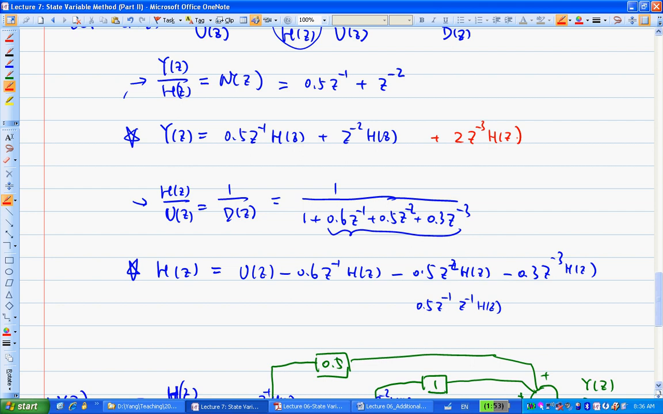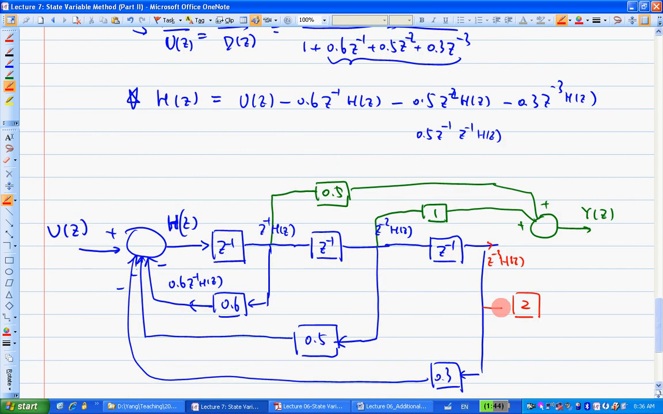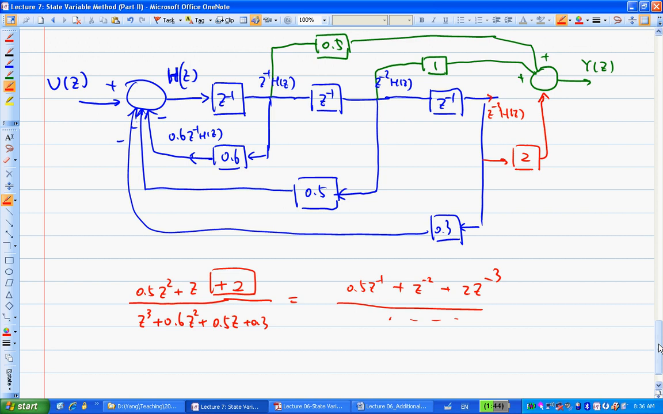Is that clear? So basically, based on this one here, where is that z to the power? What's coming out of here? This is z to the power 3 h of z, right? H of z. So we're going to just simply move in here and go like this. Is that clear? Okay.